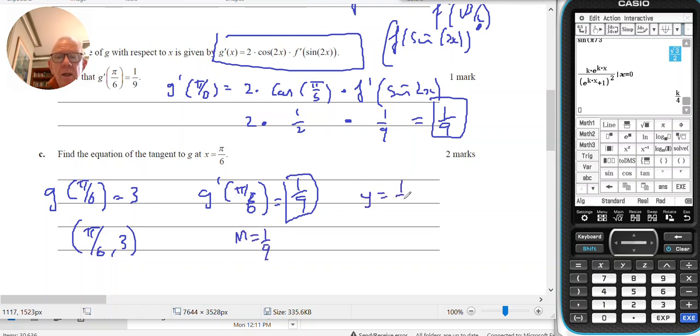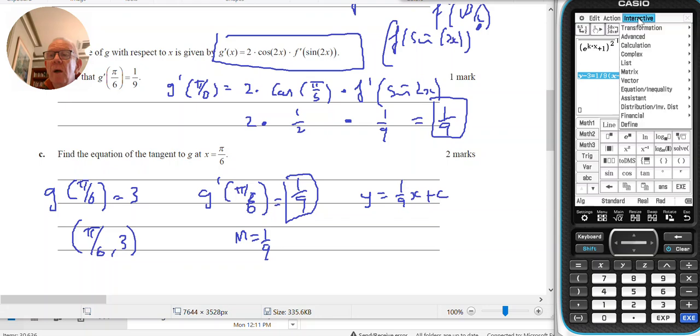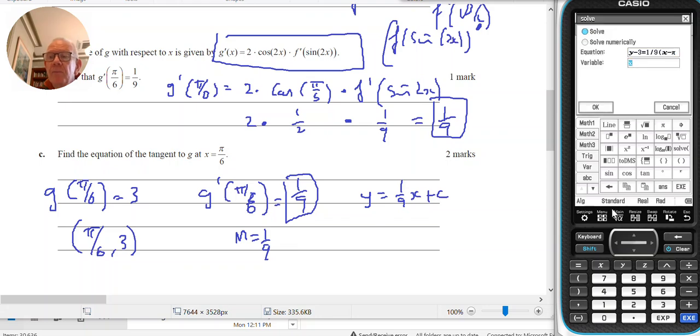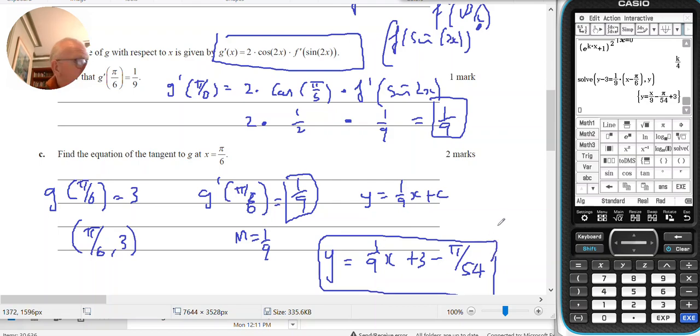So y equals 1/9 x plus c, and I can do that here. y minus 3 equals 1 divided by 9 bracket x minus pi on 6. And if I go solve for y, that gives me y equals 1/9 x plus 3 minus pi on 54 as being the equation of the tangent at that particular point.